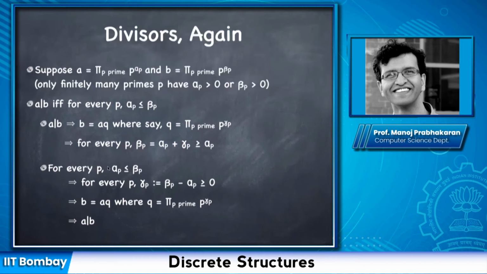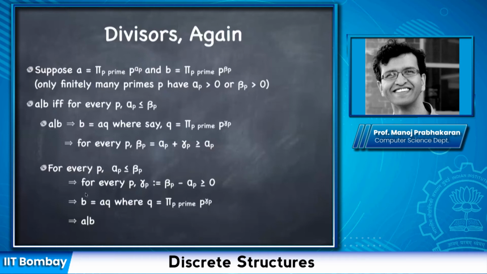And the reverse direction is very similar. If you assume that alpha P is less than or equal to beta P everywhere, that gap between them I define as gamma P. It's non-negative, and I use that to define Q, and then I can conclude that B is equal to A times Q. Q makes up for the deficiency in the exponents. So again, A divides B. If B equals AQ, then that meets the definition of A divides B.